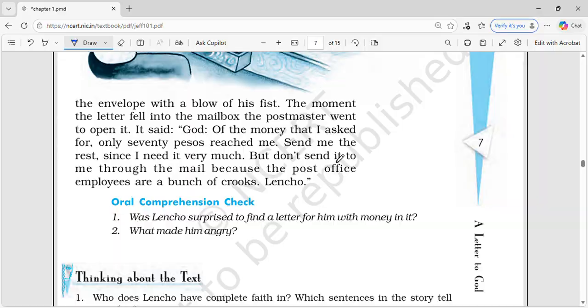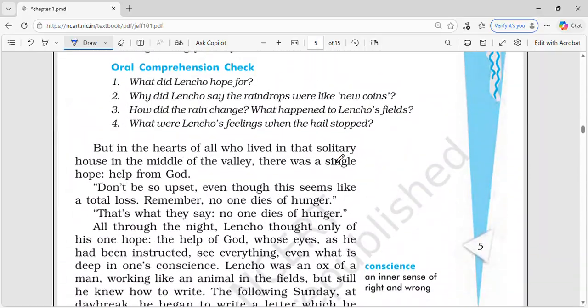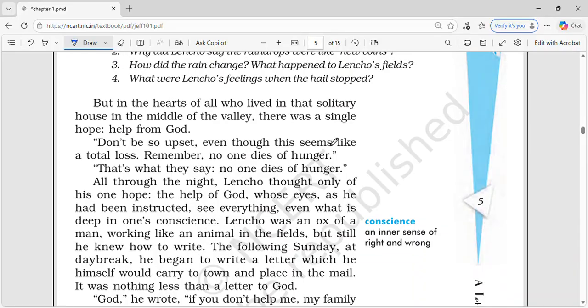This is nice, yaar. After every few paragraphs, there are some questions given in it.